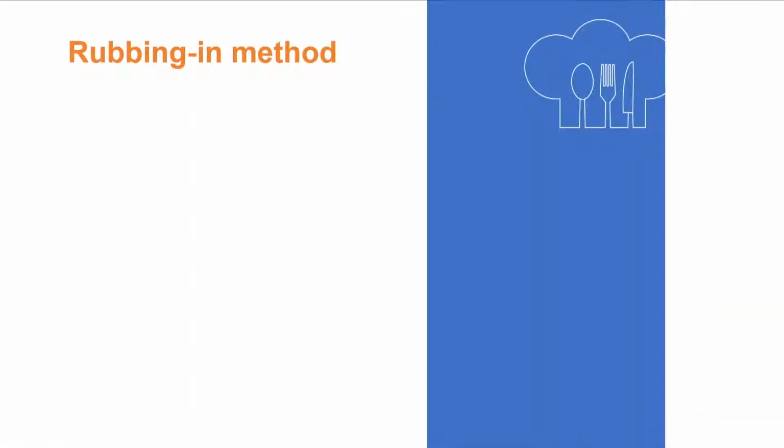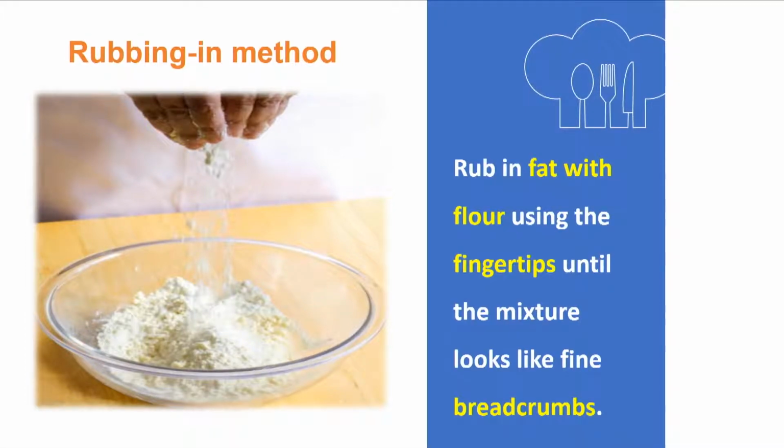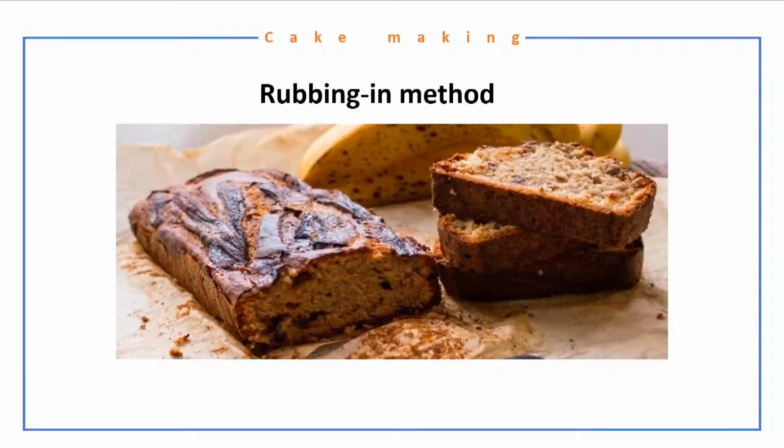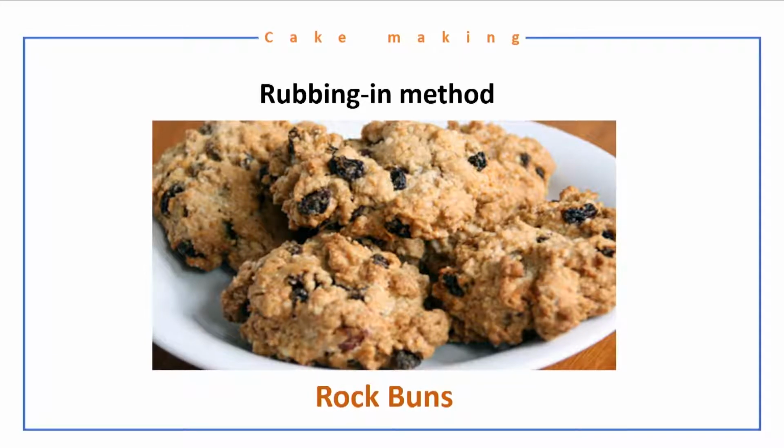Let us start with the rubbing in method. The main technique used in this method is to rub in fat with flour using the fingertips until the mixture looks like fine breadcrumbs. An example of a cake made by the rubbing in method is fruit loaf. You can also use the rubbing in method to make rock buns.